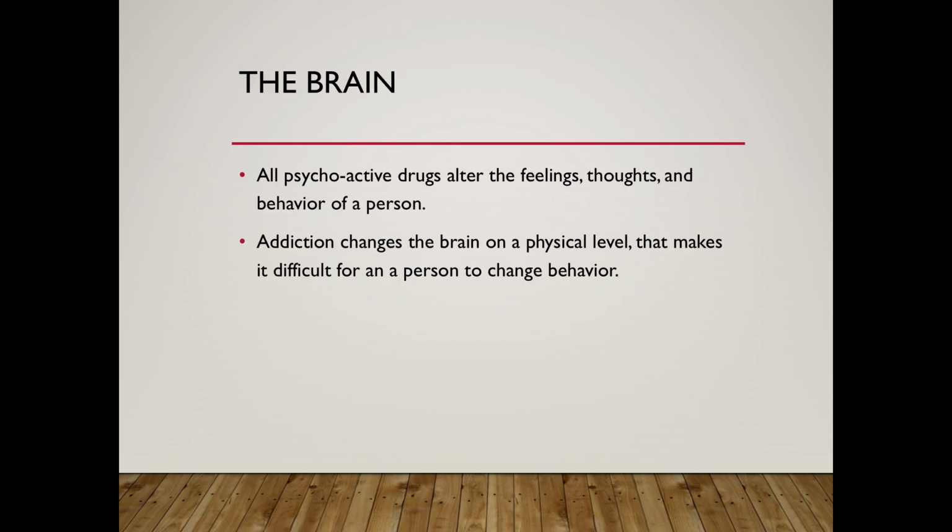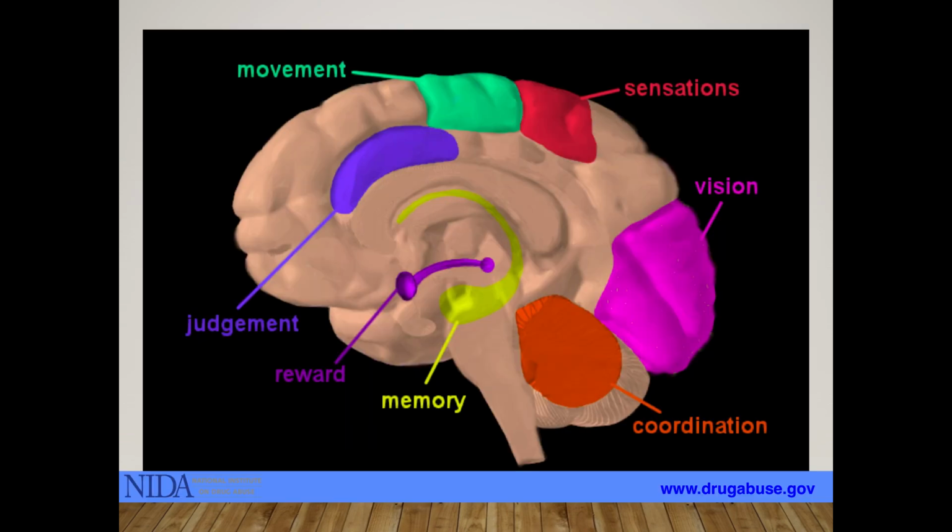You like that? So the brain, it does all the work. All psychoactive drugs alter feelings, thoughts, and behavior, and it does that by changing things in the brain, whether it be the neurotransmission, the addition of excitotoxins, messing with the neurotransmitters. It deals with the plasticity of the brain, so it changes stuff by affecting the brain and the brain processes.